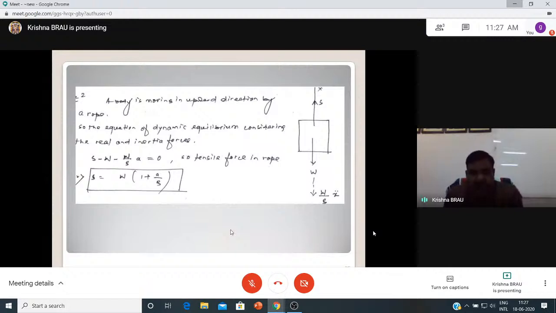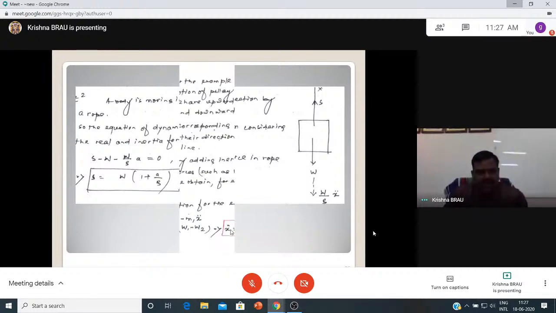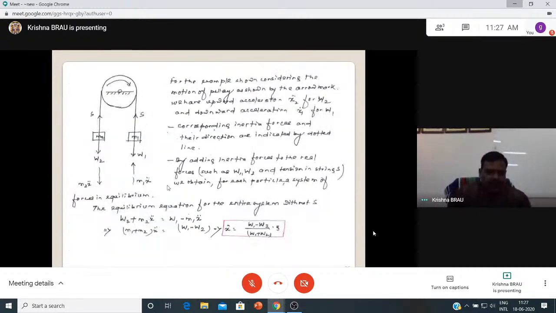This is how we will apply D'Alembert's principle for any type of system, whether only with two masses or otherwise. But the important point here is we are not considering rotation, we are considering translations. This is one important point you have to keep in mind. We are not considering the rotational part.